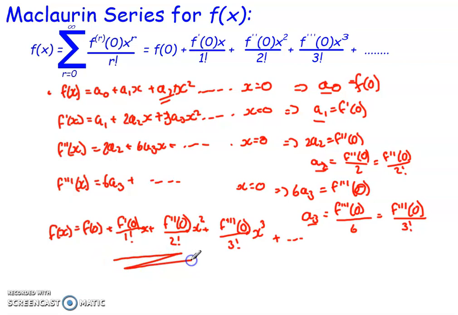So there you go. There's the Maclaurin series for a function f of x. That's how we calculate it. We calculate derivatives, set x equal to 0, and we can substitute in there. Now that's the proof of it, but what we need to be able to do is actually use it.